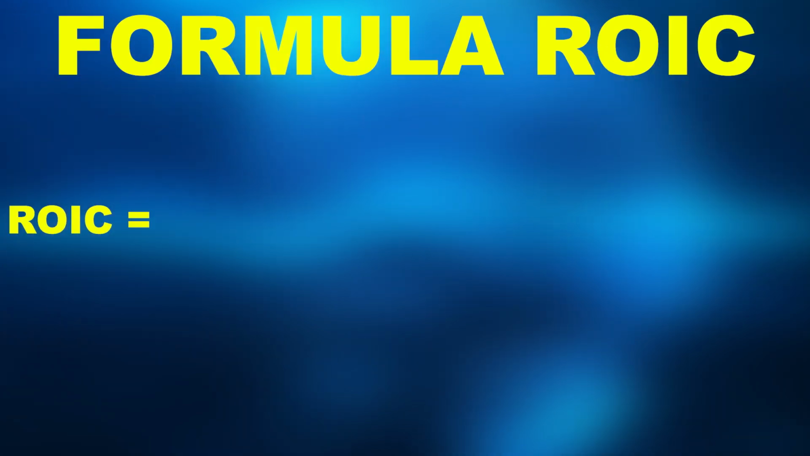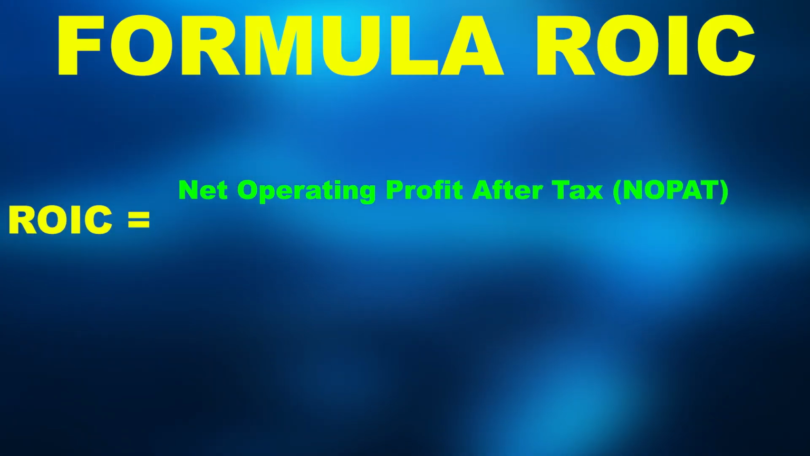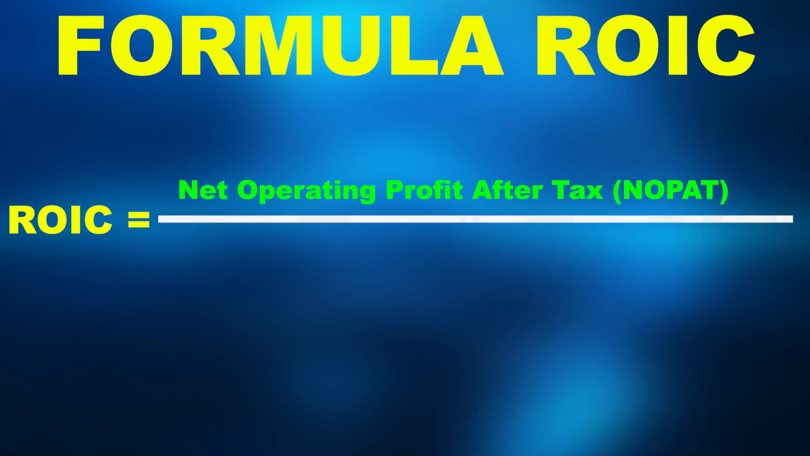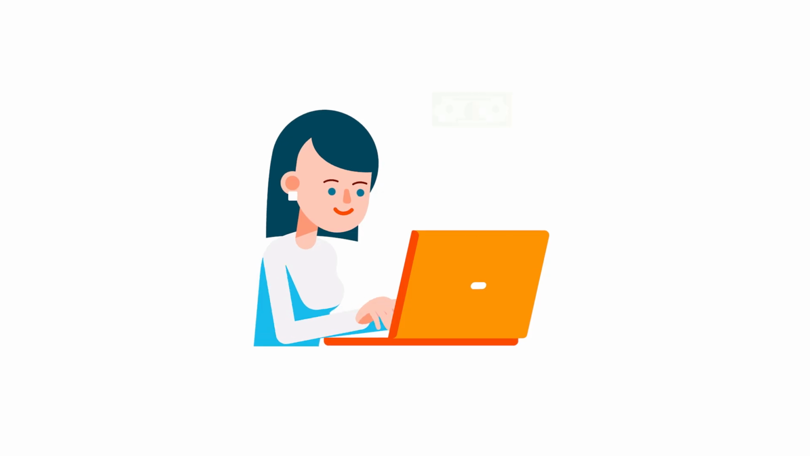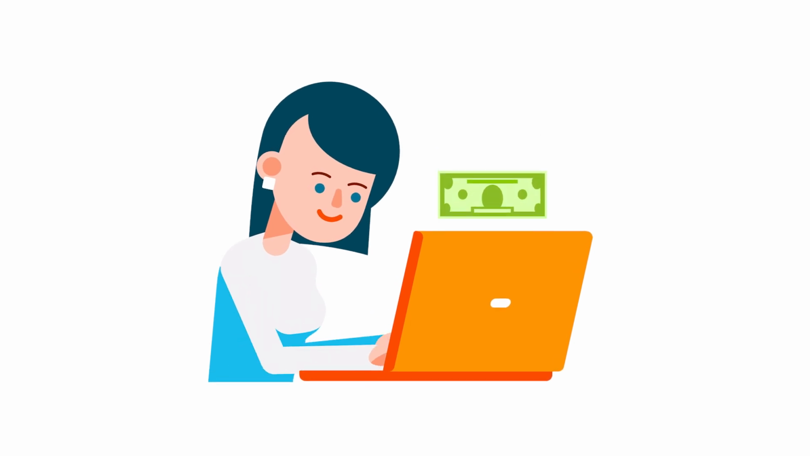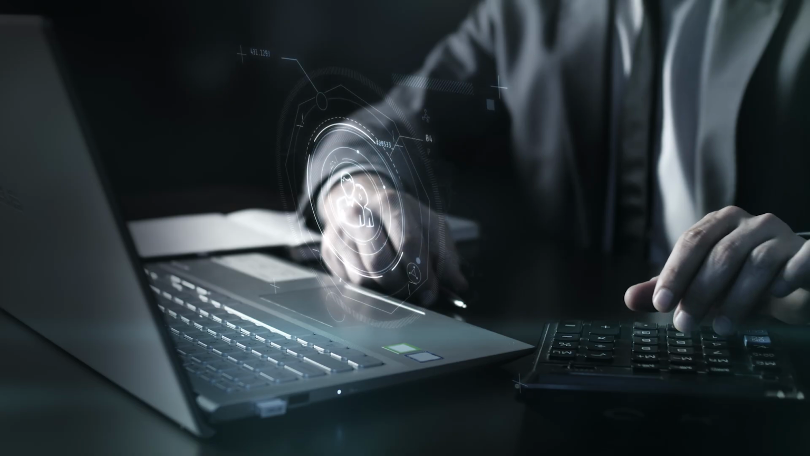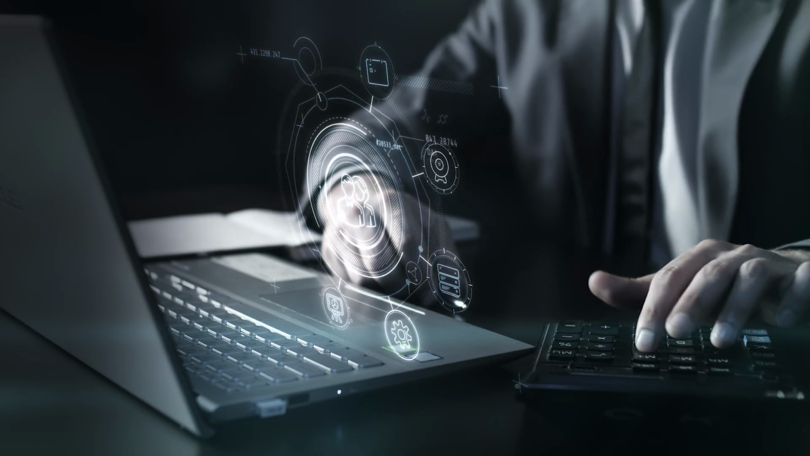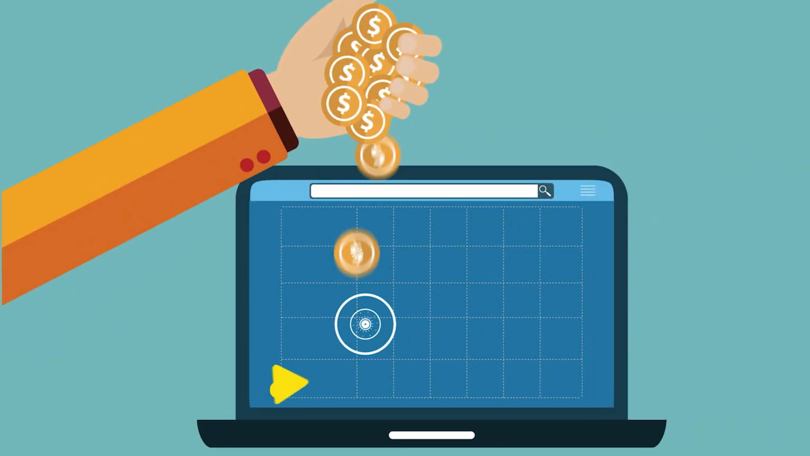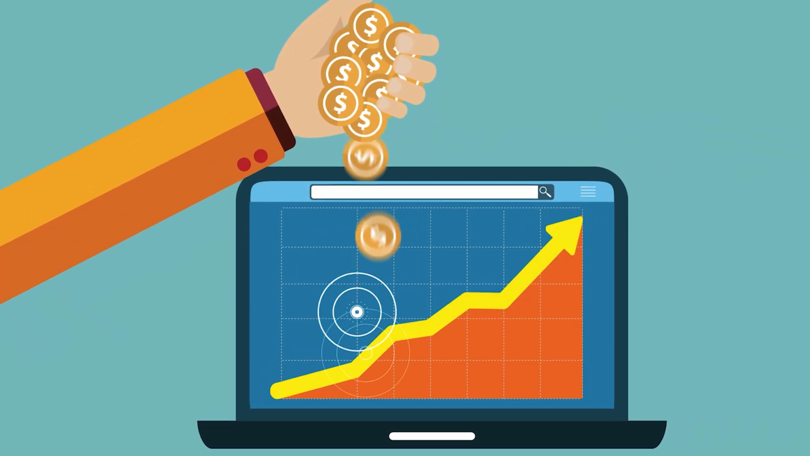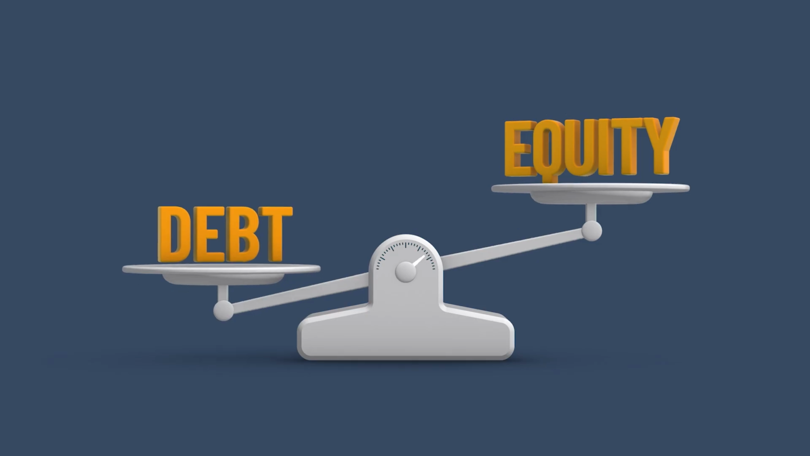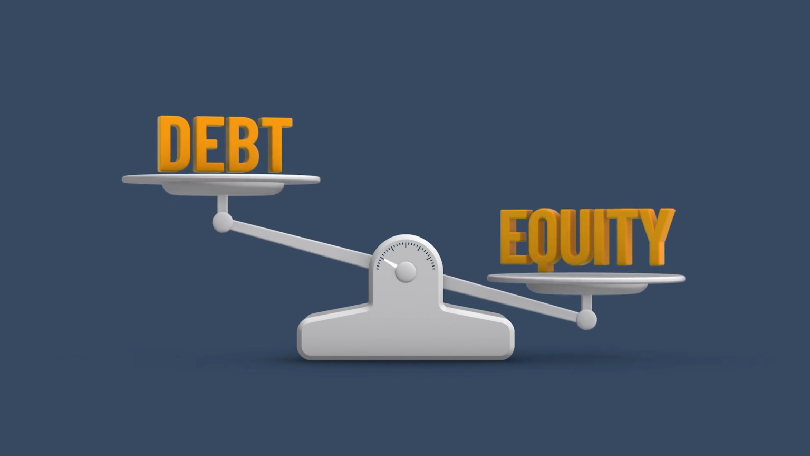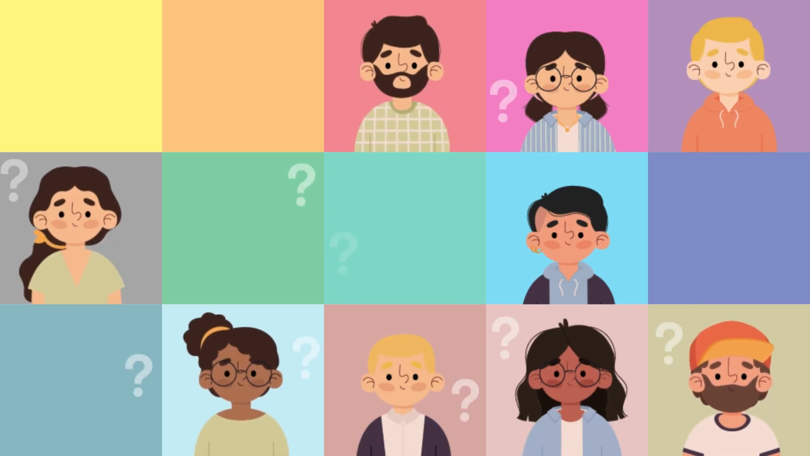To break it down, the formula for ROIC is net operating profit after taxes, also known as NOPAT, divided by invested capital. NOPAT represents the company's core earnings without the influence of taxes or debt interest, providing a clear picture of its operating efficiency. Invested capital is the total capital a company has invested in its business, typically including both equity and debt. Now, why is ROIC so important?